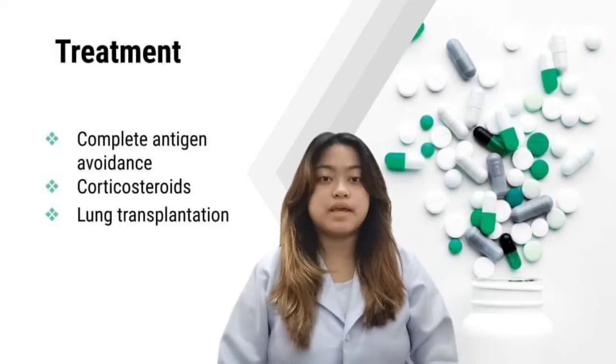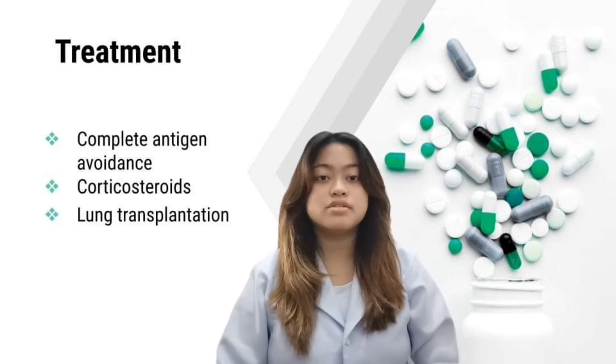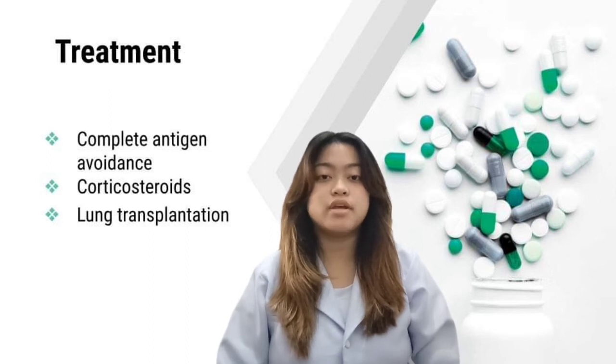Once the diagnosis is made, the cornerstone of treatment is the eradication of the causative agent from the patient's environment. The condition is typically reversible if diagnosed early in the course of the disease and complete antigen avoidance can be achieved. This is often very difficult due to social, economic, or occupational reasons. Complete antigen avoidance should be advised by whatever means necessary to prevent progression of disease and fibrosis.